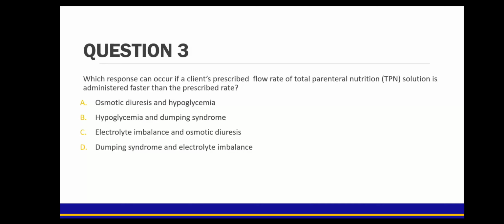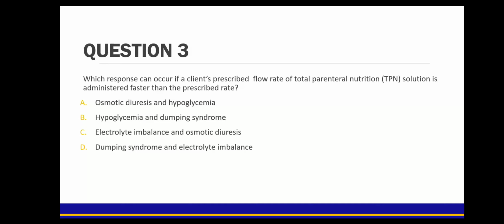So if we give it too fast, what are some of the things that can happen? Well, let's think about it. There are really four undesirable things that can happen when we increase the flow of TPN. One, you can get osmotic diuresis. Two, we can get hypoglycemia or hyperglycemia, dumping syndrome, electrolyte imbalance. These are some of the things that you think about with that.